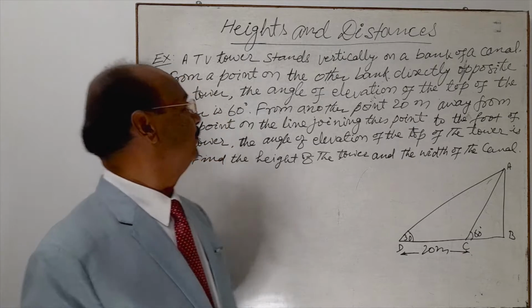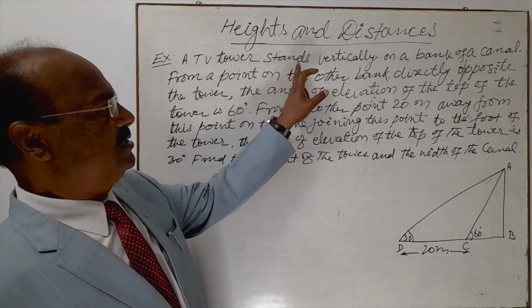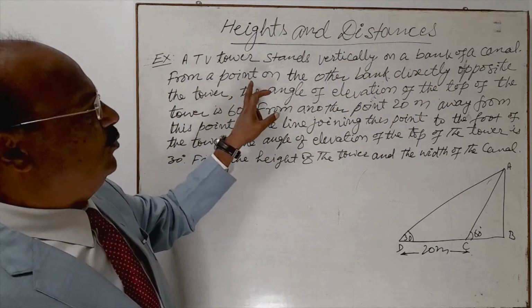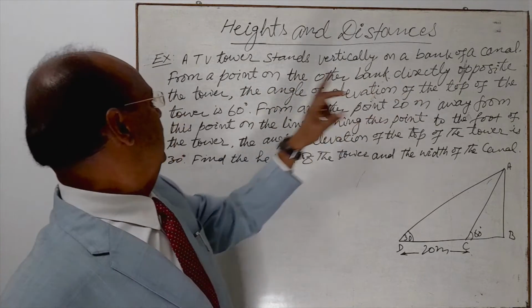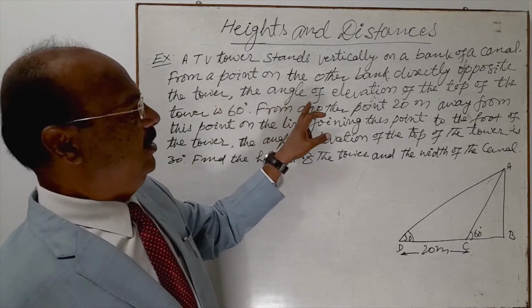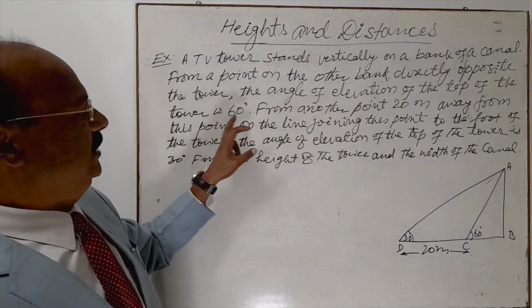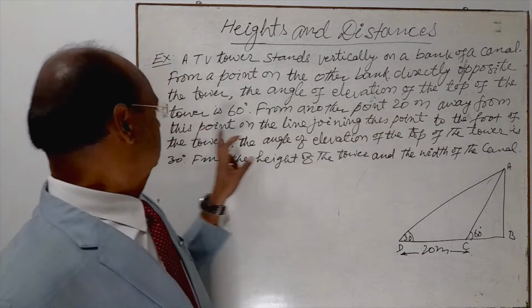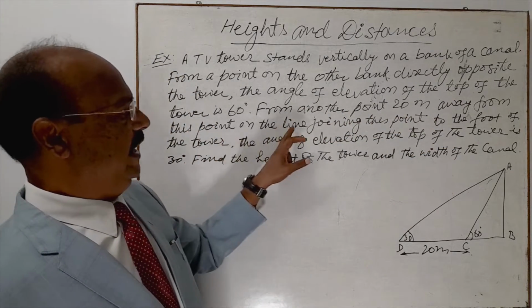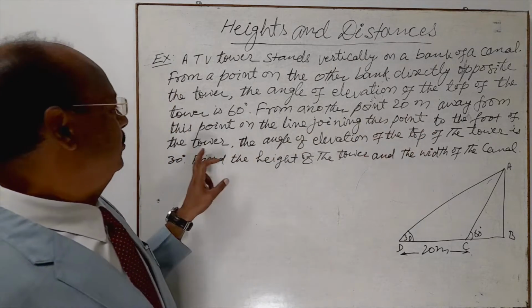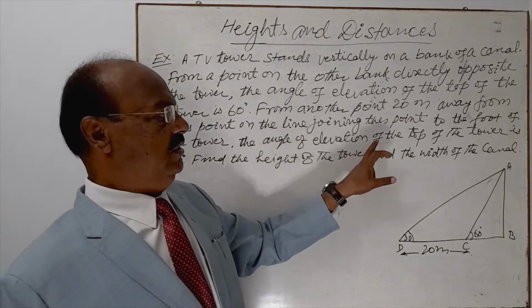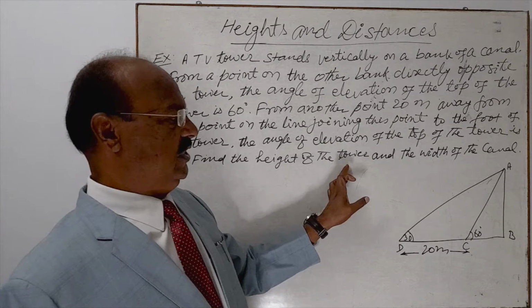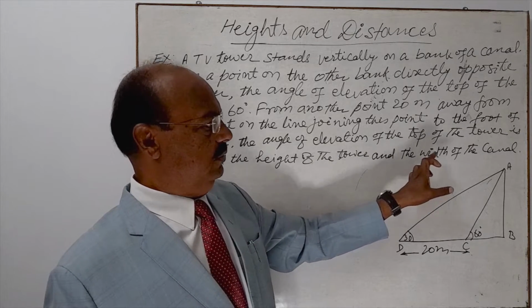Here the question is, a TV tower stands vertically on a bank of a canal. From a point on the other bank directly opposite the tower, the angle of elevation of the top of the tower is 60 degree. From another point 20 meter away from this point, on the line joining the point to the foot of the tower, the angle of elevation of the top of the tower is 30 degree. Find the height of the tower and the width of the canal.